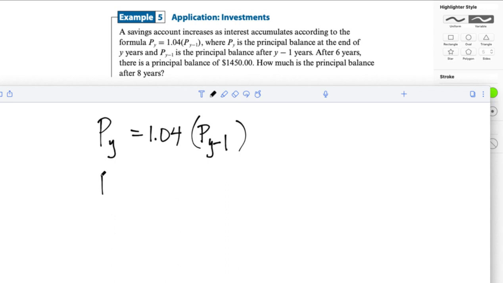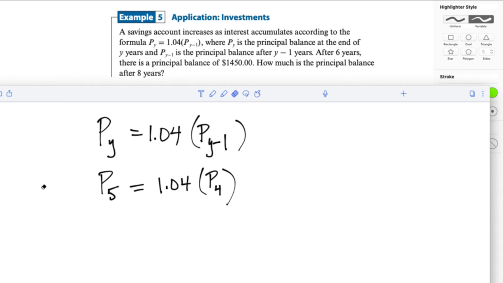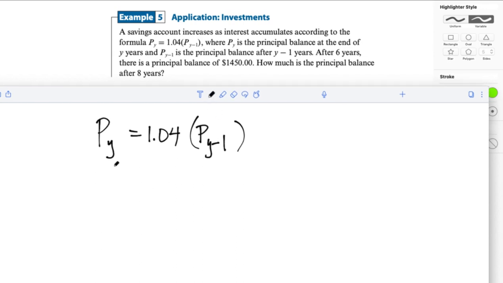So for instance, if I wanted to know how much money I had at year 5, I'd have to take 1.04 and multiply it by how much money I had at year 4. Does that make sense? Okay, so if that's the case, what we're going to do is use that information to answer the question here.